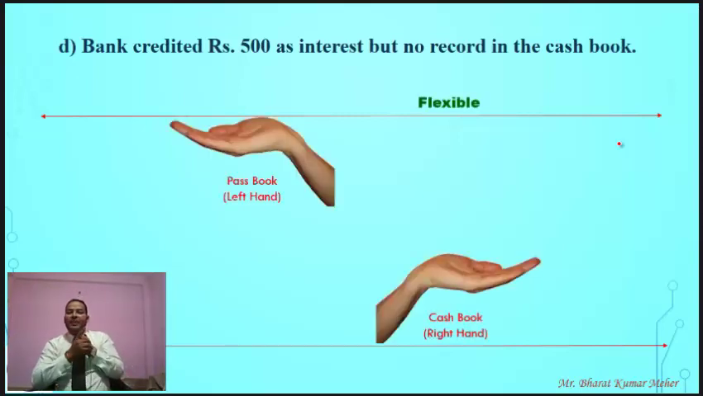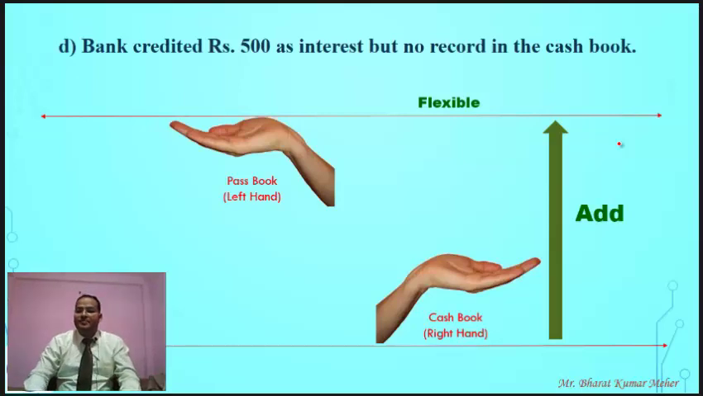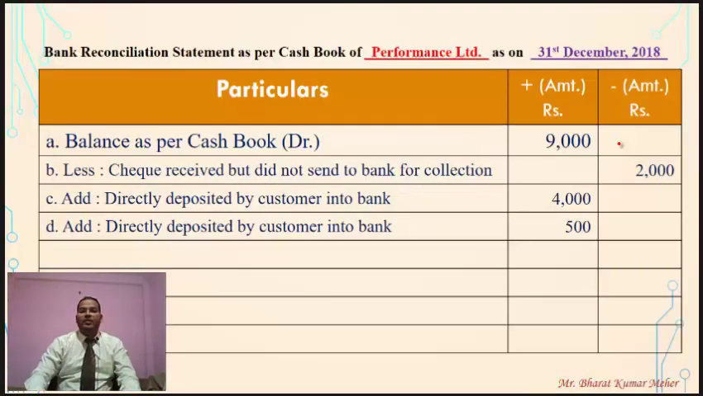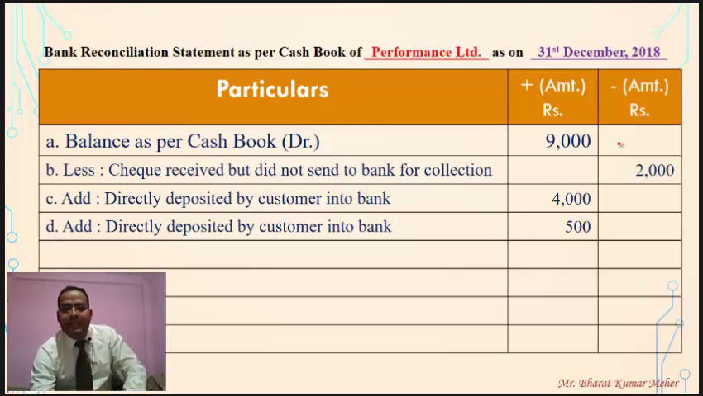The passbook is more and the cash book is less. Check this one. Passbook is more and cash book is less. Which one is flexible? Cash book is flexible. What I have to do? I have to increase the cash book so that it will be equal to the passbook. Clear? Look into the solution. I have added it. This one is the point D.